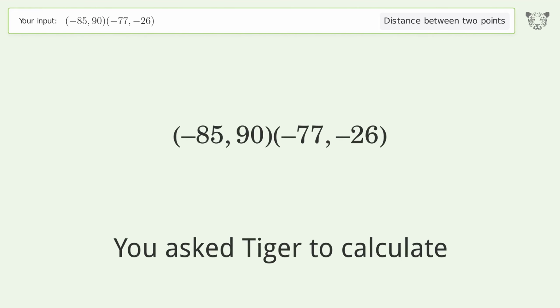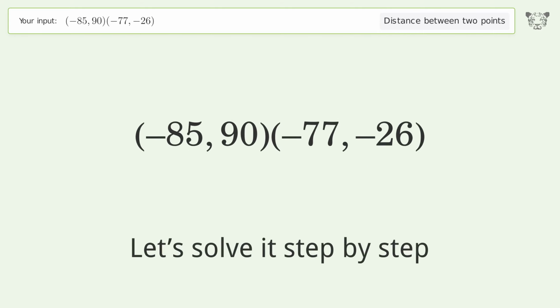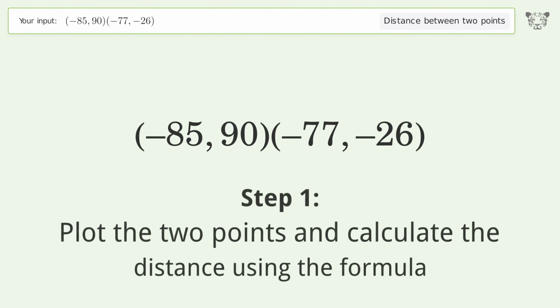You ask Tiger to calculate. This deals with the distance between 2 points. The distance between the 2 points is the square root of 13,520, or 116.276. Let's solve it step by step.